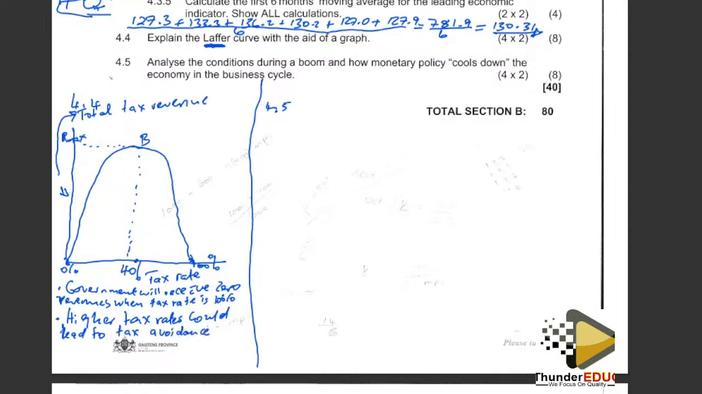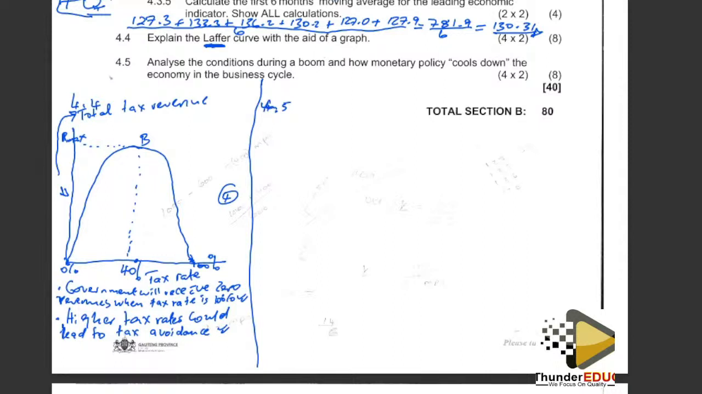Leads to tax avoidance. So now for the graph, you'll be allocated 4 marks for the graph. For this, you will also be having 2 marks, you will also be having 2 marks. All in all, then you get 8 marks. Right, so now let's move on to 4.5. So now 4.5 reads as follows.